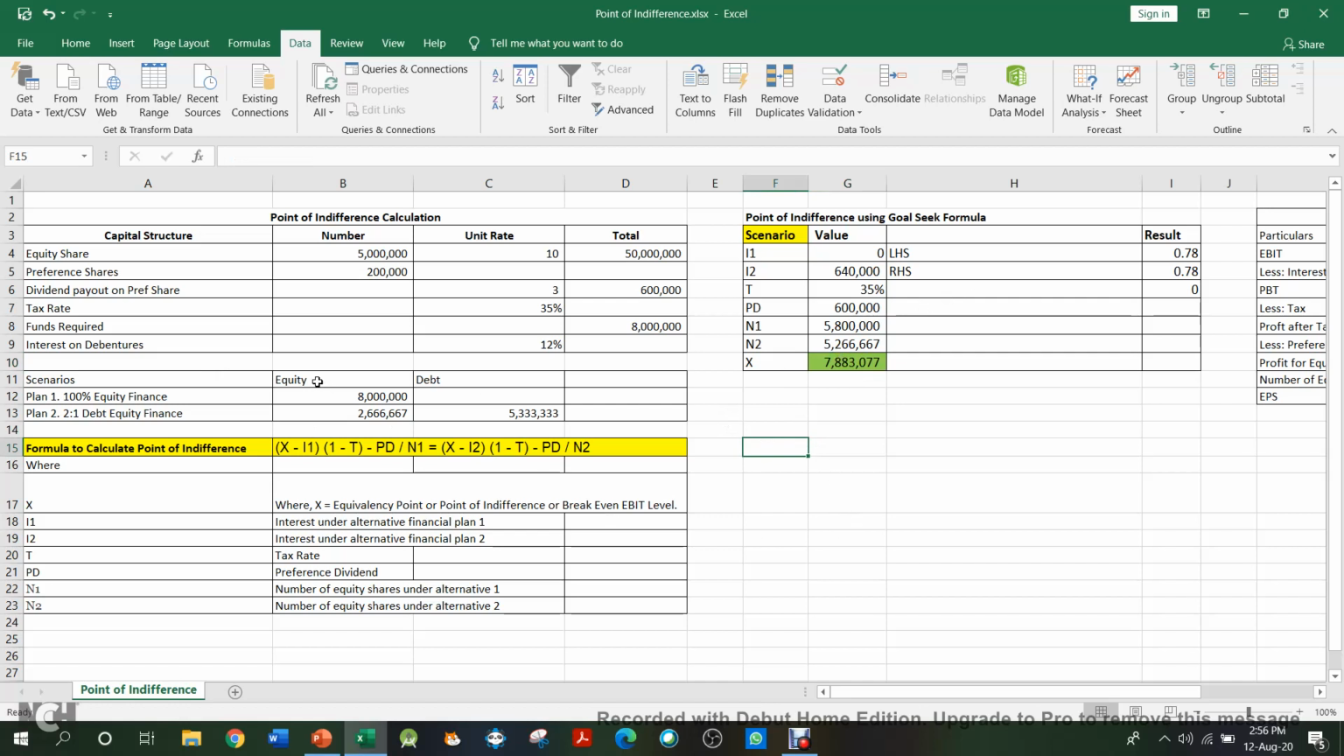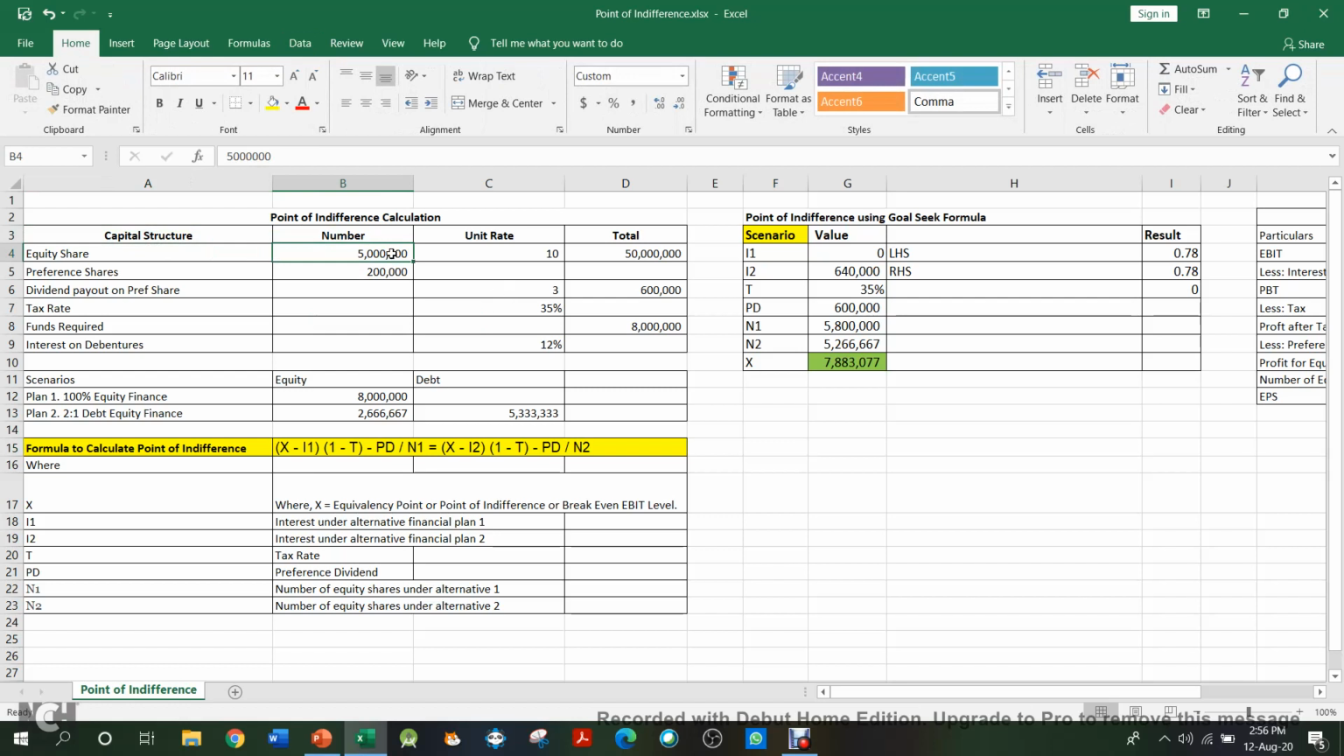So this is the example I have for you. This is the existing capital structure of a company, and we have a total of 5 crore rupees of shares divided into 50 lakh equity shares of 10 rupees each. Then you have 2 lakh preference shares where you pay 3 rupees dividend. So 6 lakhs is your dividend payout on preference shares. Tax rate is 35%. Now the firm needs 80 lakhs as additional capital for their expansion plan.